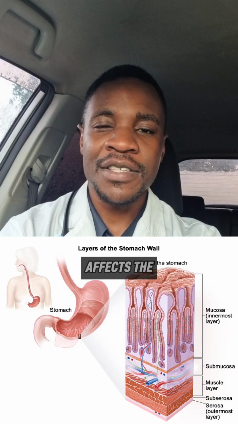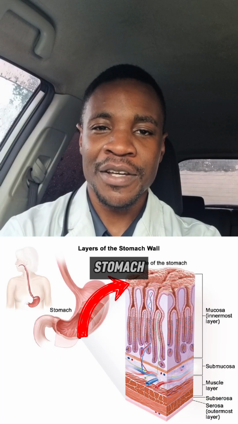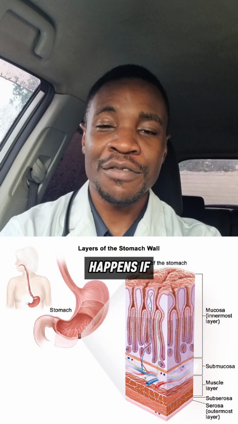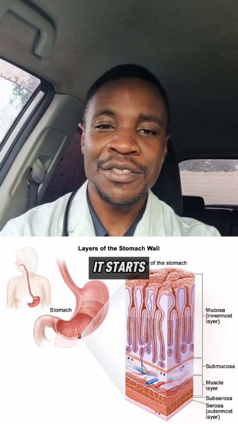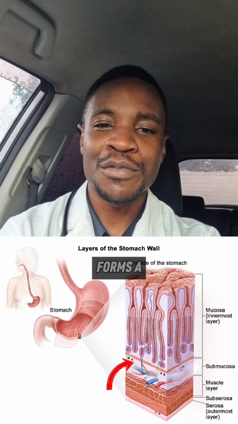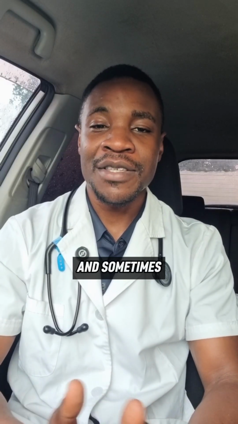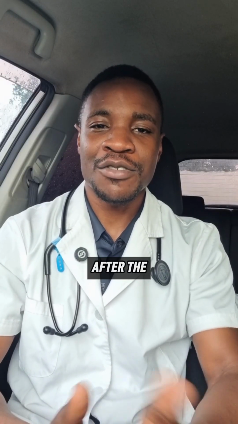So gastritis affects the innermost layer of the stomach. You don't expect to see a lot of complications. But what happens if that layer is breached and then it starts going deeper? This is where it forms a wound. And these wounds are called ulcers, which brings us to peptic ulcers. And sometimes they're also found in a part that's after the stomach called the duodenum. So there can be duodenal ulcers as well. These are the ones that cause a lot of problems.